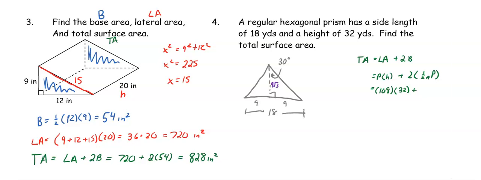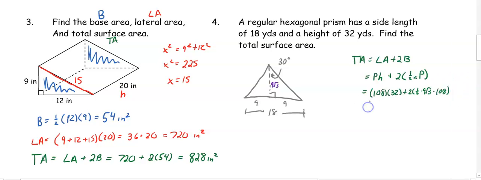So we would have 2, because there are two bases, times 1/2 times 9√3, again times that perimeter of 108. So in that case then, we get 3,456 plus 486√3 yards squared. That's going to be our total surface area.